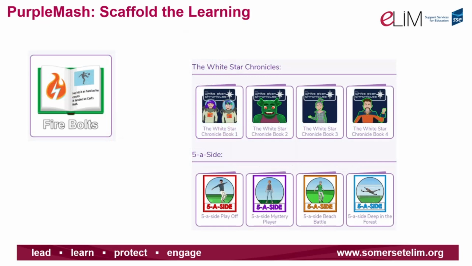Purple Mash also includes a set of books called Firebolts. These are science fiction and sports books which are aimed at lower ability readers that are older, and you want to provide something that will hold their interest.